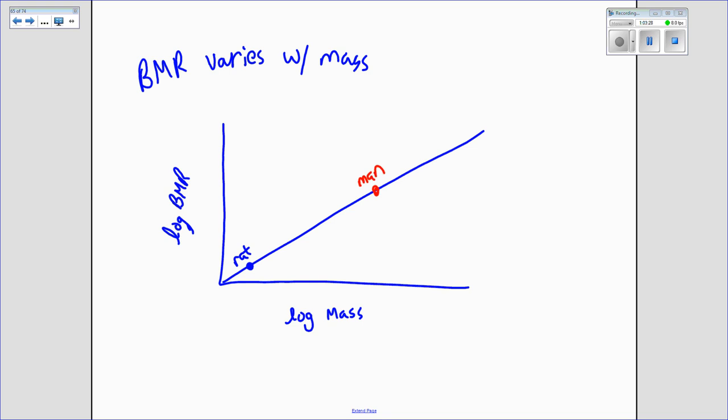And the BMR is bigger, but not as big as, say, a cow, which has a bigger mass, or an elephant, which has an even bigger mass. So within mammals, at least, this BMR varies with mass. As your mass increases, no matter what kind of creature you are, your BMR is going to increase as well. And this has been shown fairly clearly to be a very linear relationship when you plot the log versus log, which means that you increase by factors of 10.